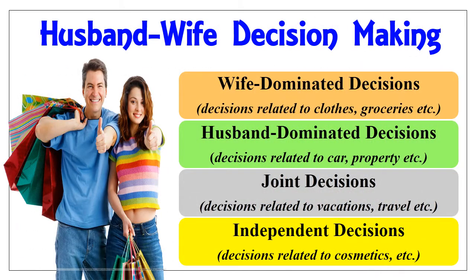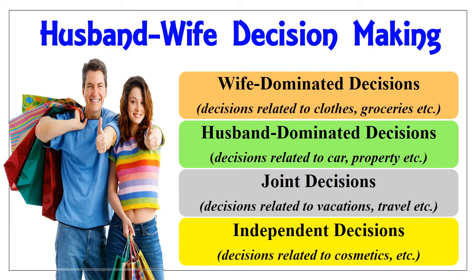The important aspect of family decision making is the husband and wife decision making. Both the husband and wife play different roles in decision making, and the type of their influence depends upon the couple's relationship. There are broadly four types of decisions in this case. When the wife has more say in decision making, that is mostly in the case of buying clothes, toys, or grocery items, the family decisions are known as wife dominated decisions.